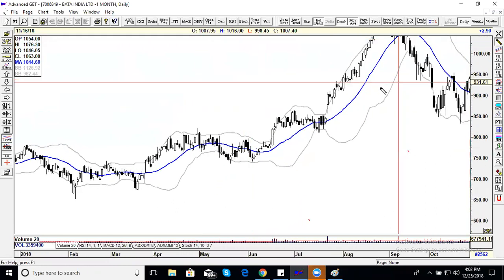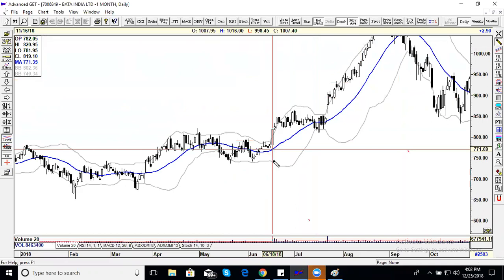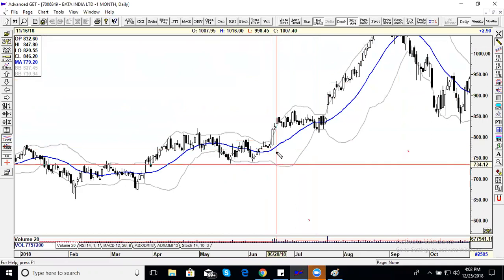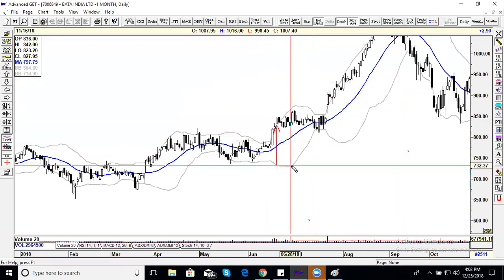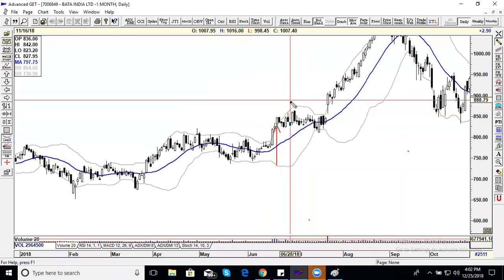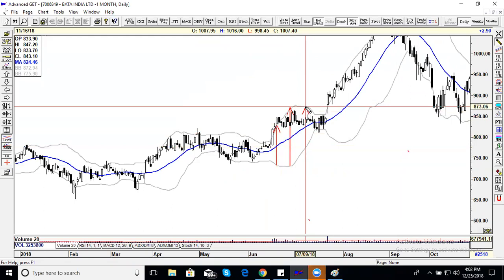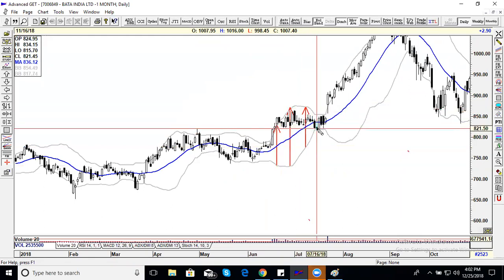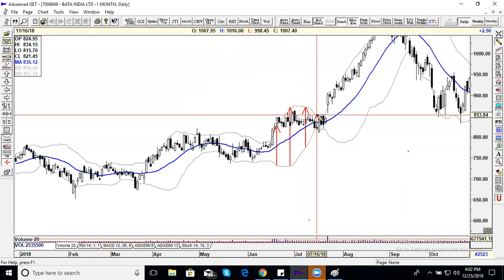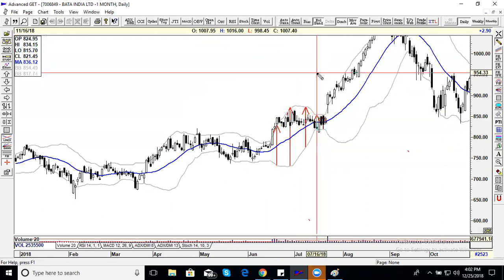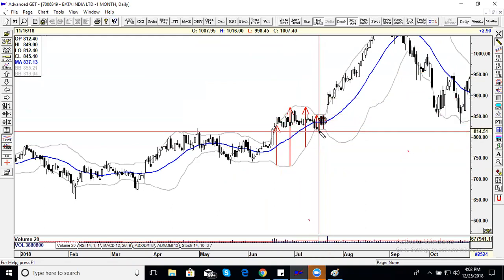Look at this. This is called one of the beautiful setups. I'm just connecting the lower band to the upper band. Look at the distance from the lower to the upper band. It is wide. And all of a sudden, the distance between these two bands will shrink. That means the bands are shrinking. This is called squeezing of the bands.